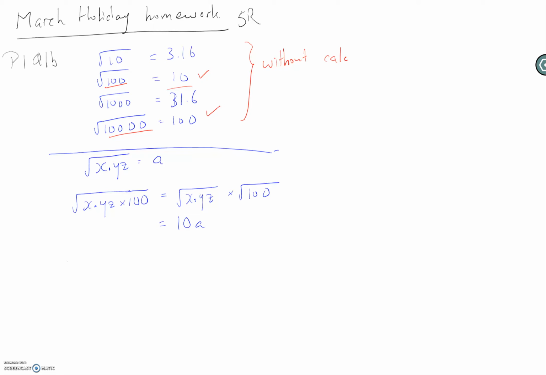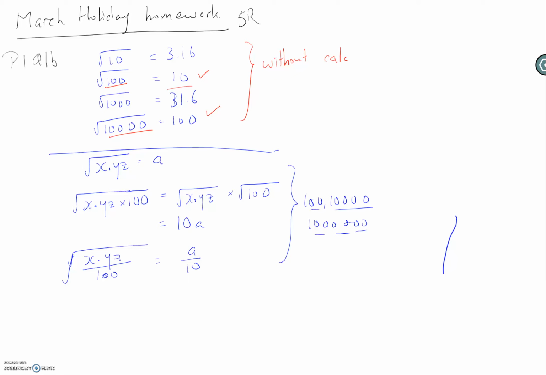Okay, another example. Let's say I have x point yz divided by 100. What would the square root of the whole thing be equal to? This one will be equal to A over 10, right? So as long as I have numbers like 100, 100,000 or 1 million, as long as the number of zeros is an even number, actually I'm fine. Okay? Now we look at the question.